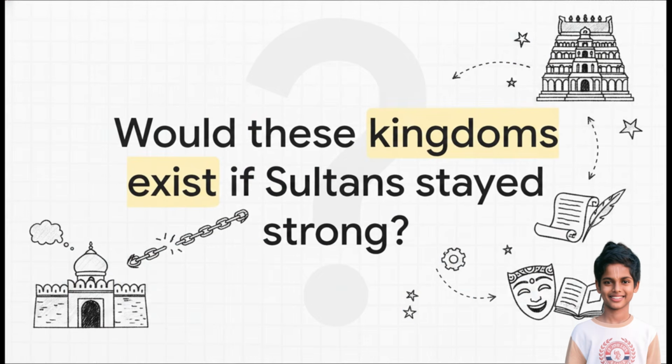All right, class. As we wrap up, I want you to really think about this question tonight. If the Delhi Sultanate had just stayed strong and never weakened, would we ever have seen the rise of Vijayanagar? Would we have ever known the genius of Mahmud Gawan or laughed at the wit of Tenali Rama? History is completely driven by cause and effect.